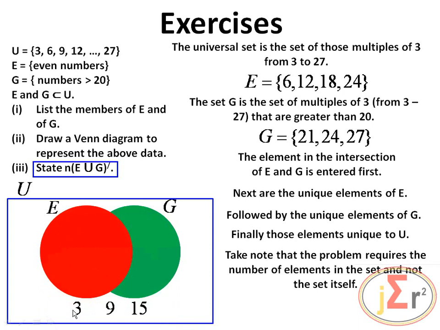And (E union G) all complement, those are the elements that are not in the union of E and G. So the elements that are not in the union of E and G are 3, 9, and 15. But the question did not require that we write down the elements. The problem required that we state the number of them. So how many? 1, 2, 3. So n((E union G) all complement) is equal to 3.